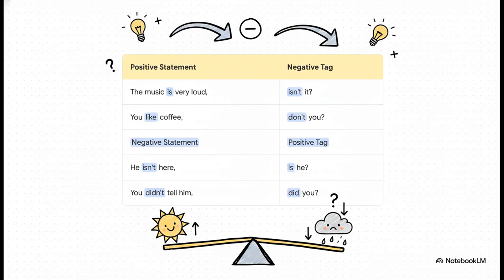See? Positive, then negative. And it works the other way too. If your statement is negative, the tag flips and becomes positive. He isn't here, is he? It's like a balancing act.